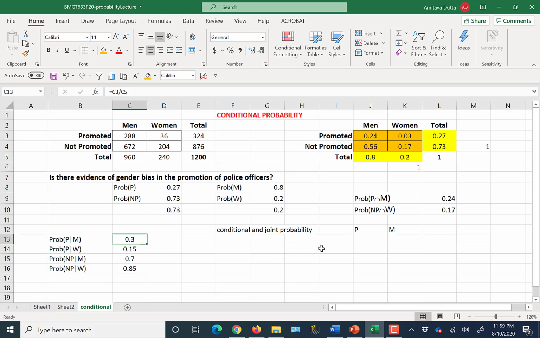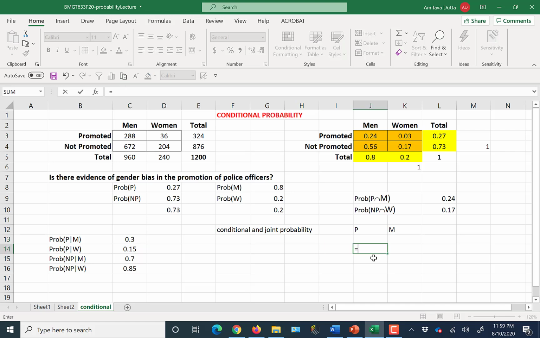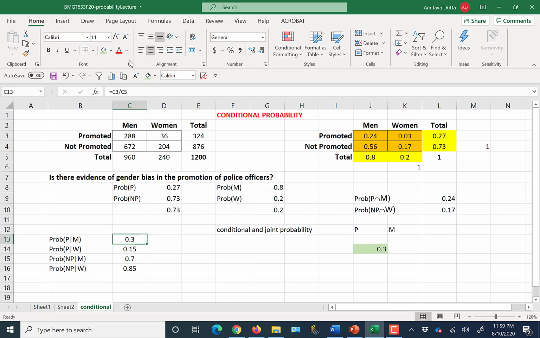I'm going to do a calculation over here: 0.24 divided by 0.8. Do you see it's also exactly 0.3? Let me shade it in a different color, green, and green. Do you see these two colors are the same? So I've gotten the same result. How did I get this 0.3? I divided 0.24 by 0.8. And 0.24 is the probability of men and promoted, and 0.8 is the probability of men.